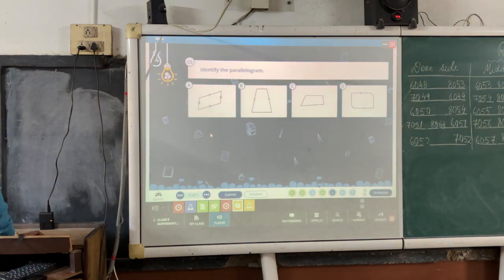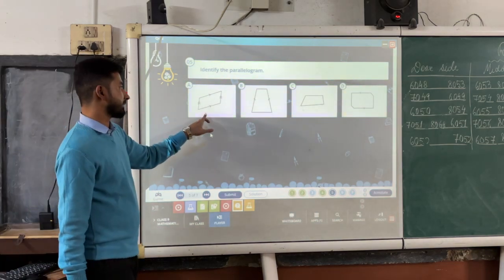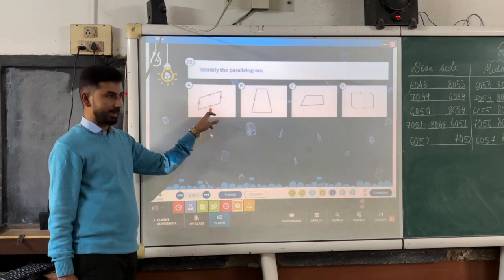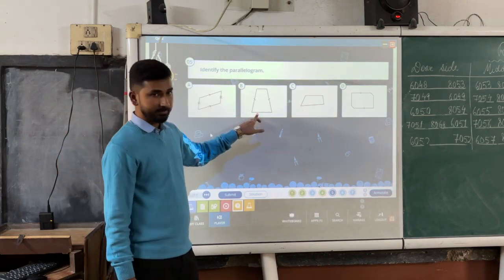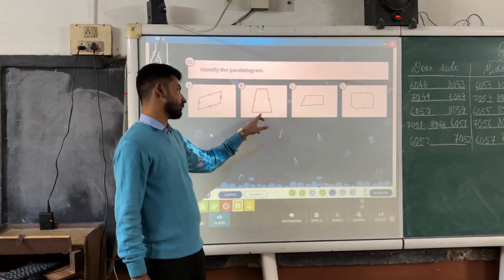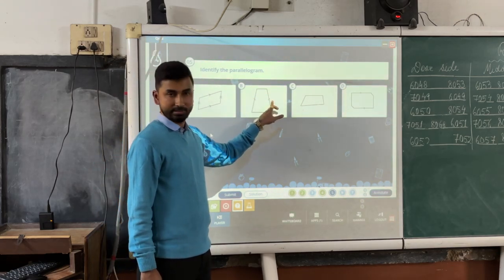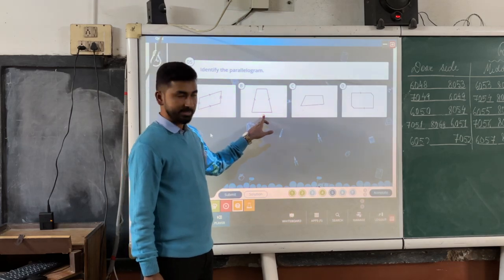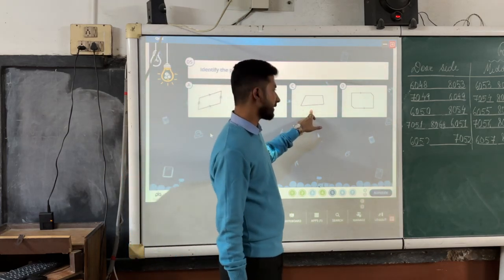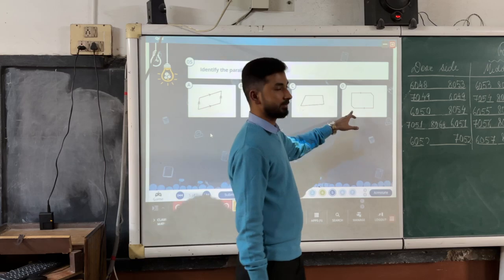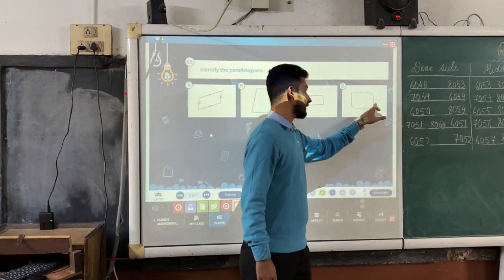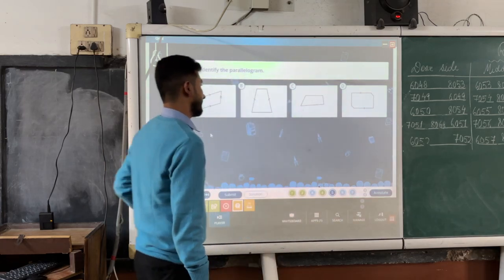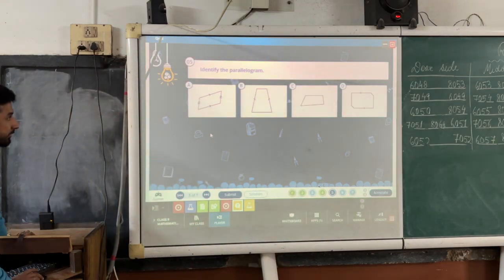Next, identify the parallelogram. In this quadrilateral, this side is parallel to this side, and this side is parallel to this side. So this is a parallelogram. This one, this side is parallel to this side, but this side is not parallel to this side. So this is a trapezium. This one is not a parallelogram, and it is not a quadrilateral. Why? Because this has 1, 2, 3, 4, 5, 6 sides. So the correct option will be option number A.